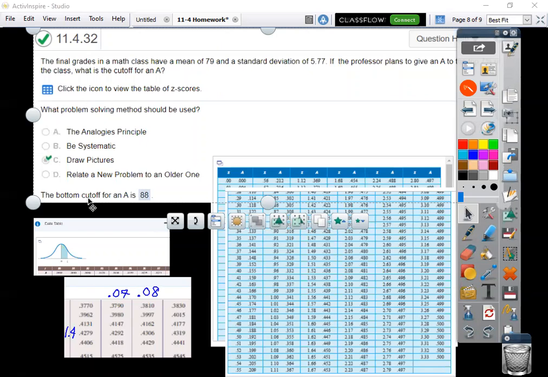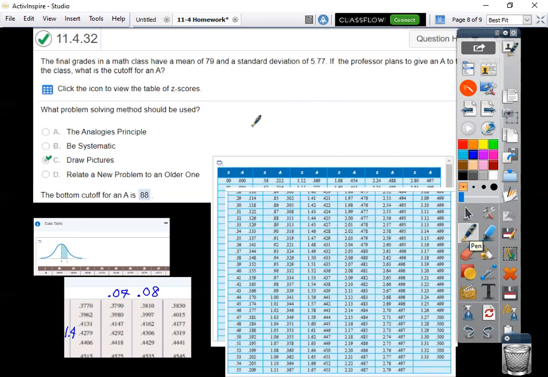All right, problem 11.4.32 in Algebra 2 homework, Sabas, Math Excel. And what we have here is a problem in regard to a standardized curve, or a bell curve shaped normal distribution of data. It has a standard deviation, talking about a test here, final grades. And we have a mean of 79, so we're talking about a bell curve.